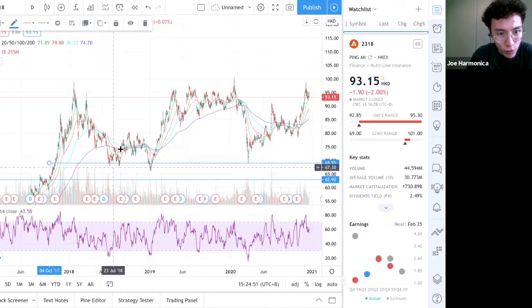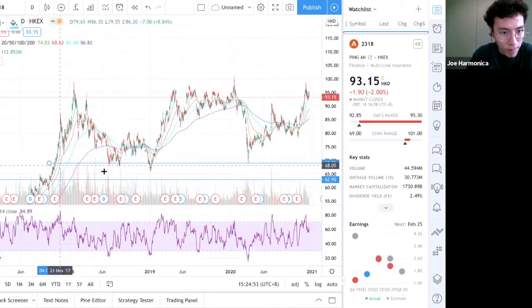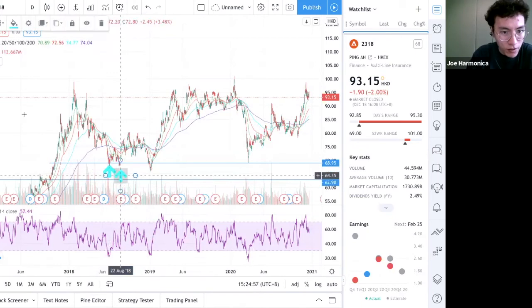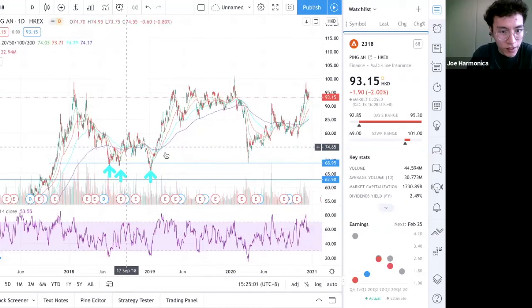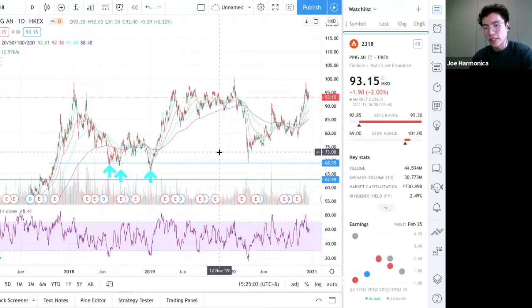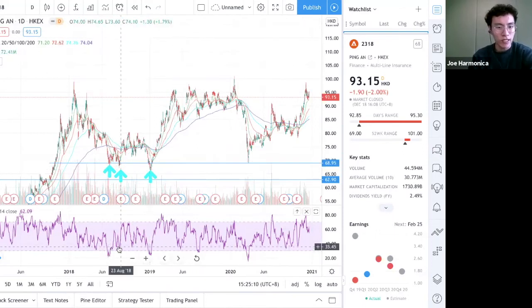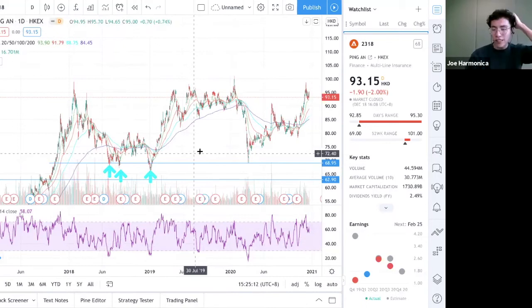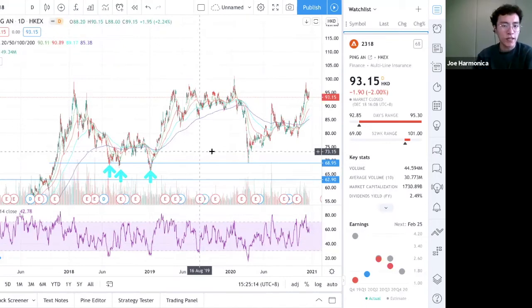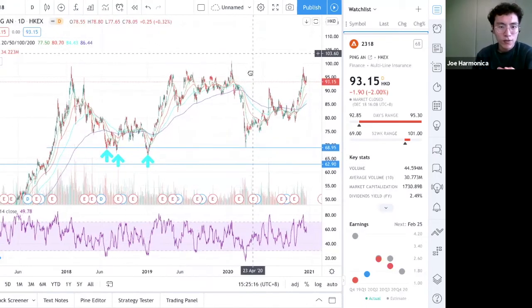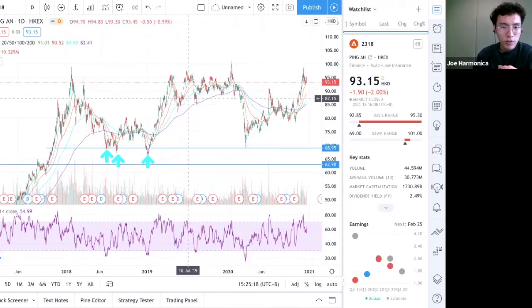So 1 time, 2 time, 3 time. 1 time here, 2 times here, 3 times here, okay? When it has tested 3 times already, to me, when it tests 3 times across a long period of time, say around 6 months apart, it tells you that this level is quite strong for Ping An, all right? So when it's quite strong, the price continues to move up.